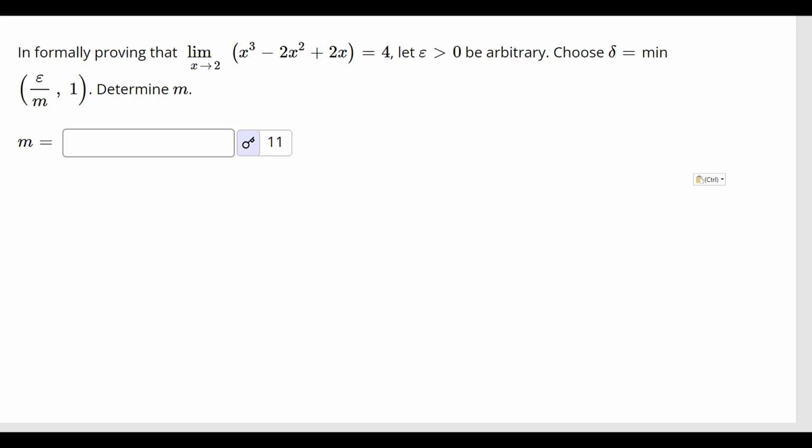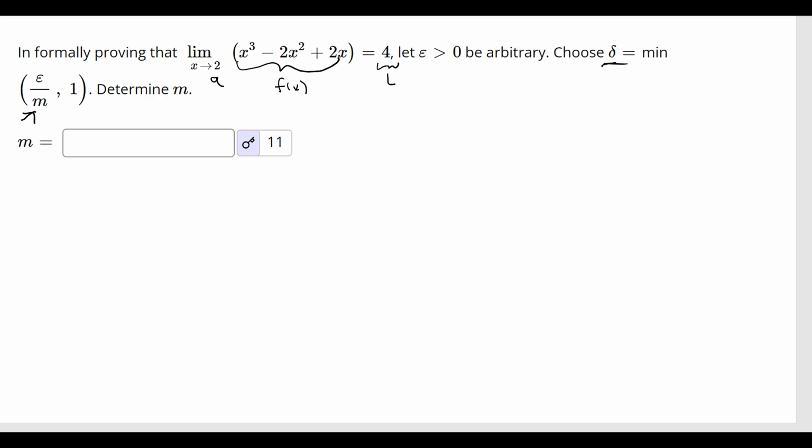Okay, this is number 4 from the precise definition of a limit. And we're supposed to find out what this m would be, where m is this denominator. So we'd have the choice between epsilon over m, which would just be a number, or 1, as in choosing the delta. And given this setup, so this limit as x approaches 2, by the way, that 2 is our a, of x cubed minus 2x squared plus 2x, this is our f of x, equals 4, that's our L.